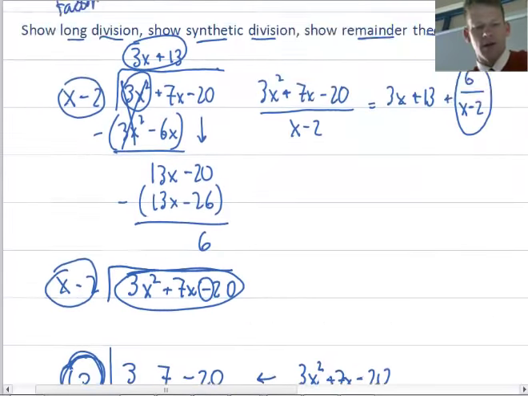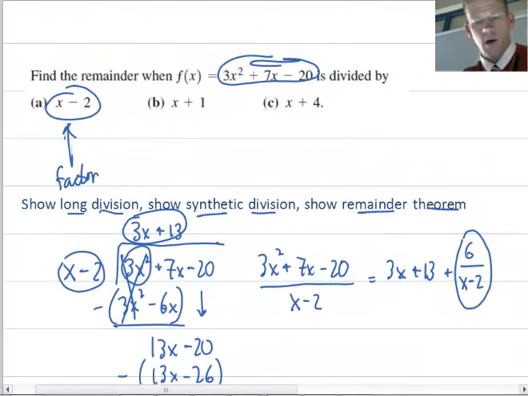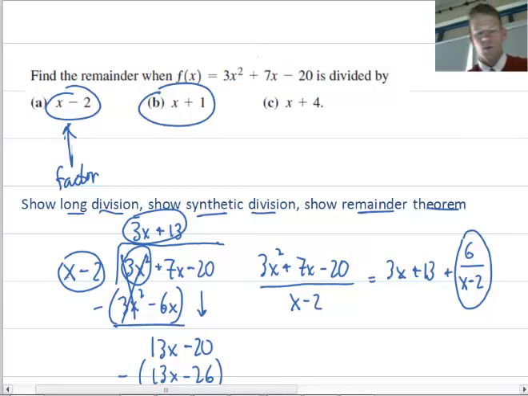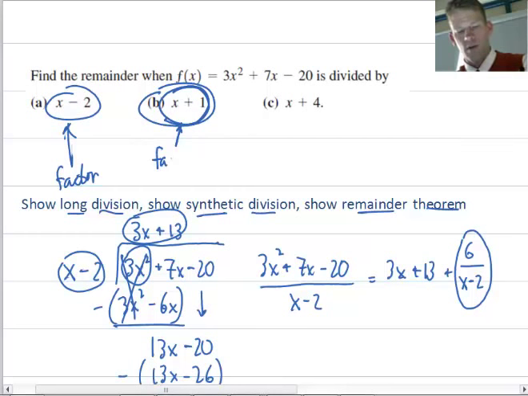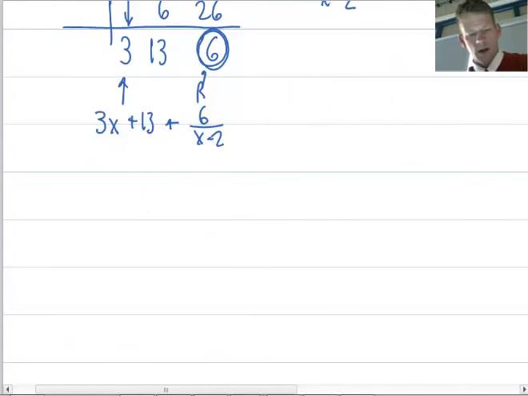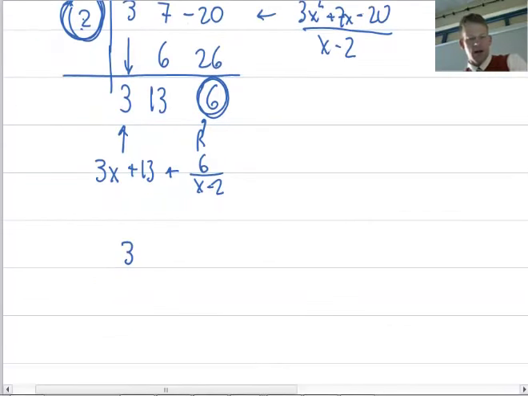Let's take a look at another example from this problem. We're going to try dividing by x plus 1. I could do that with long division, but I really would rather stick with synthetic. So I need to figure out what that root would be. If x plus 1 is a factor, then x equals negative 1 is my root, and that's what I need to use in synthetic division. So I go back to the synthetic drawing board. Let me look at the problem again. I had 3, 7, and negative 20 on top.